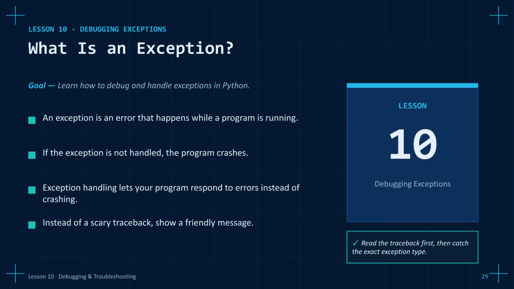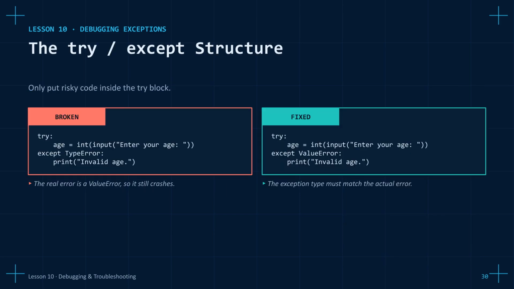An exception is a runtime error that crashes your program if left unhandled. By using try and except blocks, you can intercept these errors, providing friendly feedback to the user instead of a raw traceback. Always examine the traceback first to identify the specific error type to catch. In this video, we'll cover the try/except structure.